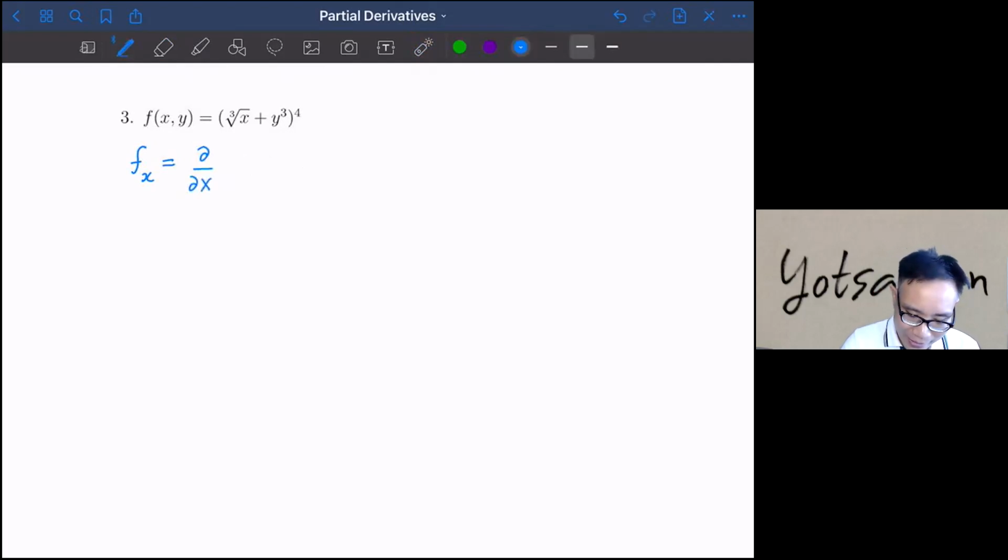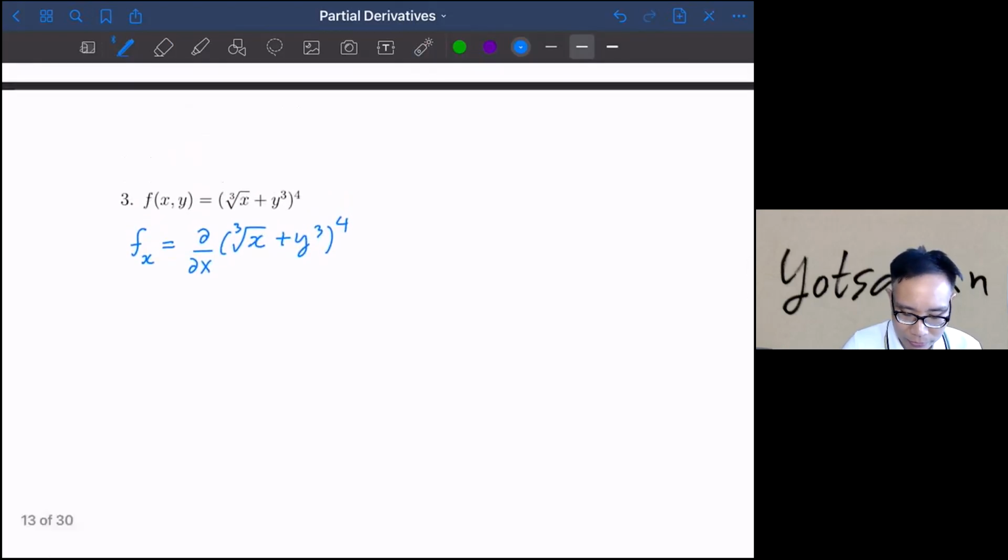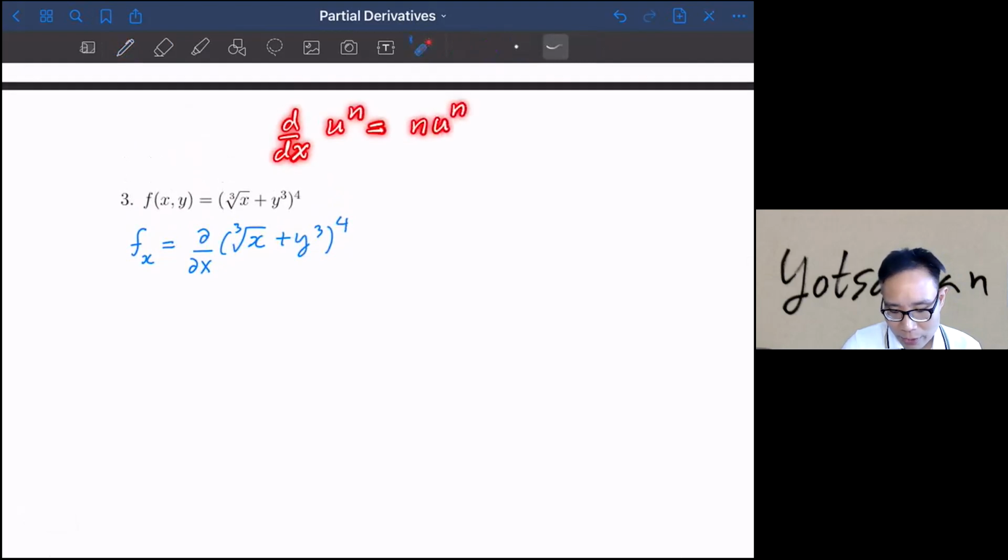So it's going to be d/dx of the cubic root of x plus y to the third, to the fourth. And this one is the derivative of u to the n. If you'd like to find the derivative of u to the n, as in last semester, it's going to be n u to the n minus 1 du/dx. So it's d/dx of u to the n, which is n u to the n minus 1 du/dx.